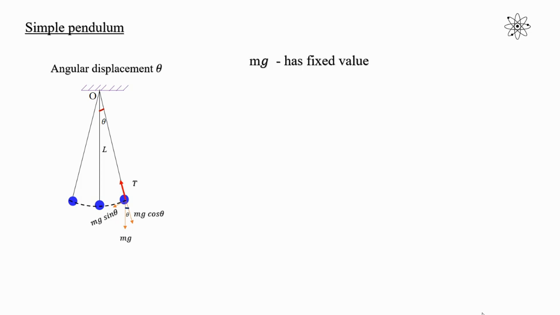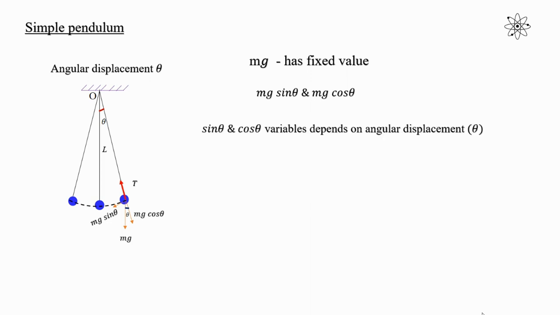Note down here, students, that mg, the weight of the bob, has a fixed value. It does not change, but its components mg sin theta and mg cos theta are variable.